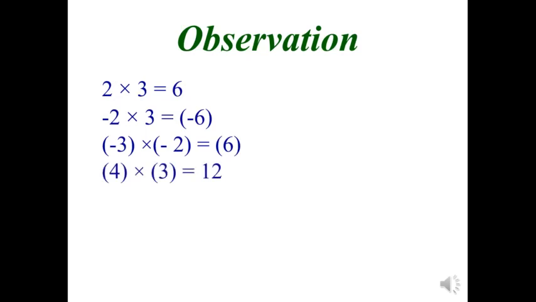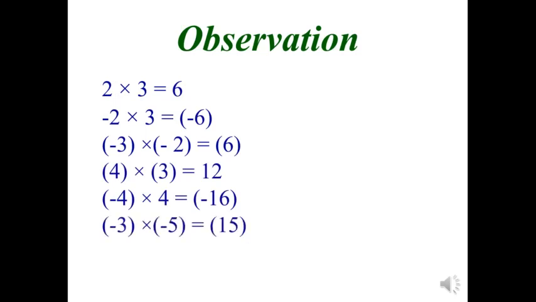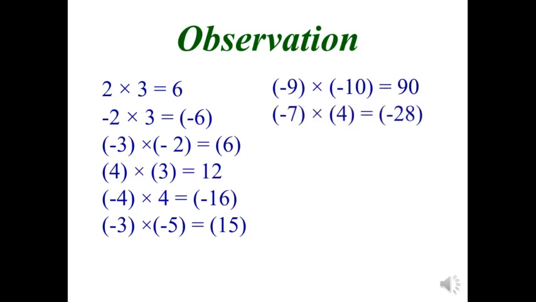Then 4 multiplied with 3 is equal to 12. -4 multiplied with 4 is equal to -16. Then -3 multiplied with -5 is equal to 15. Then -9 multiplied with -10 is equal to 90. Negative multiplied with negative is equal to positive. Then -7 multiplied with 4 is equal to -28.